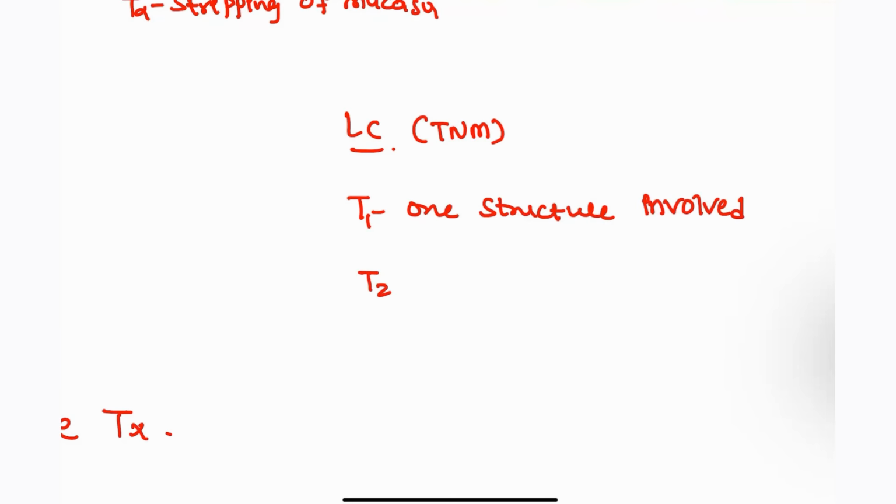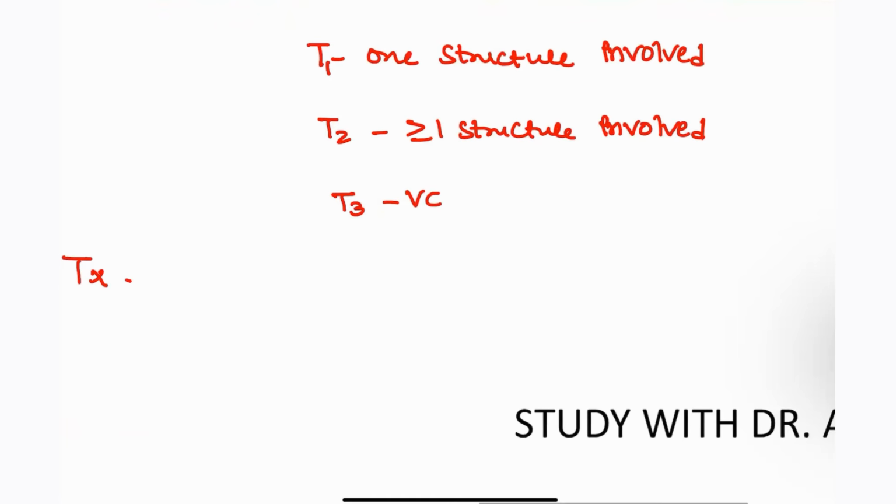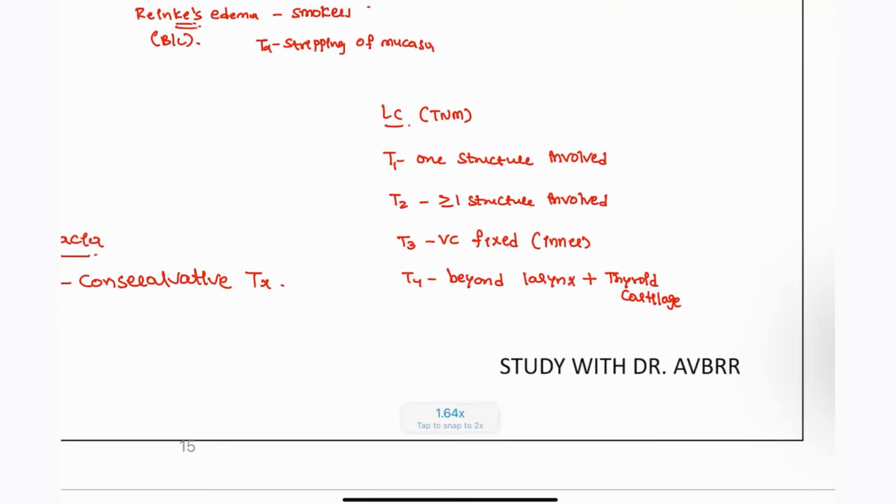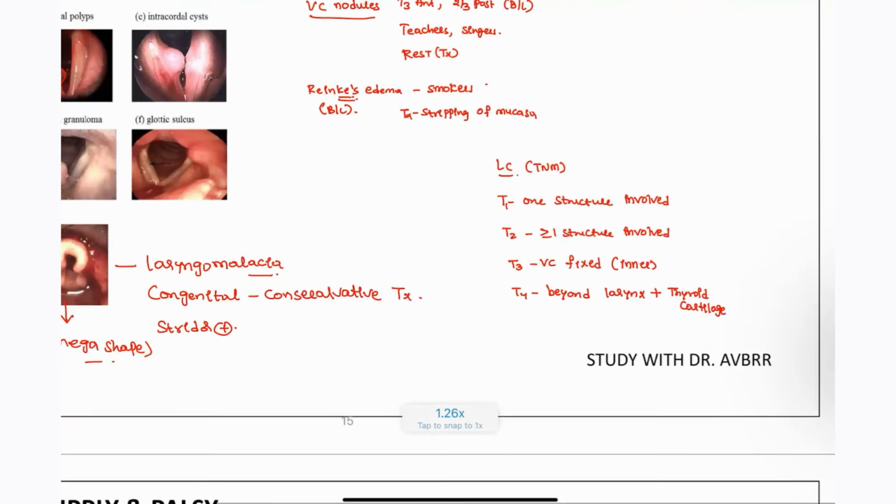Next, T2, more than one structure involved. And T3, the vocal cord is completely involved and fixed. The cancer is fixed to the vocal cords, only inner. And T4 is beyond the larynx, and even the thyroid cartilage is also involved in this patient. That is the TNM staging for laryngeal carcinoma that you have to understand.